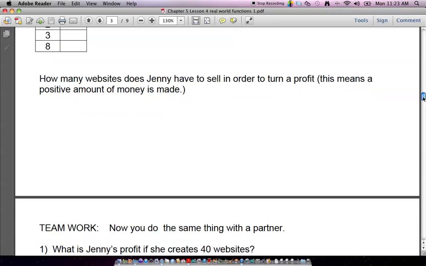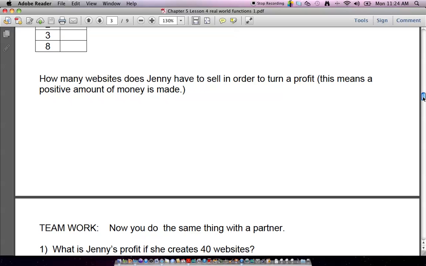How many websites does Jenny have to sell in order to make a profit? That means a positive amount of money. Now, we know if she sells 8 websites, she's gonna make some money. What if she only sells 7 websites? What if she sells 6? How many does she have to sell to be a positive amount of income? Figure it out. If she sells 5, is it positive? If she sells 6, is it positive? As soon as we come to a point where we get a positive number out of this, we know she's making money. Go ahead, figure it out.